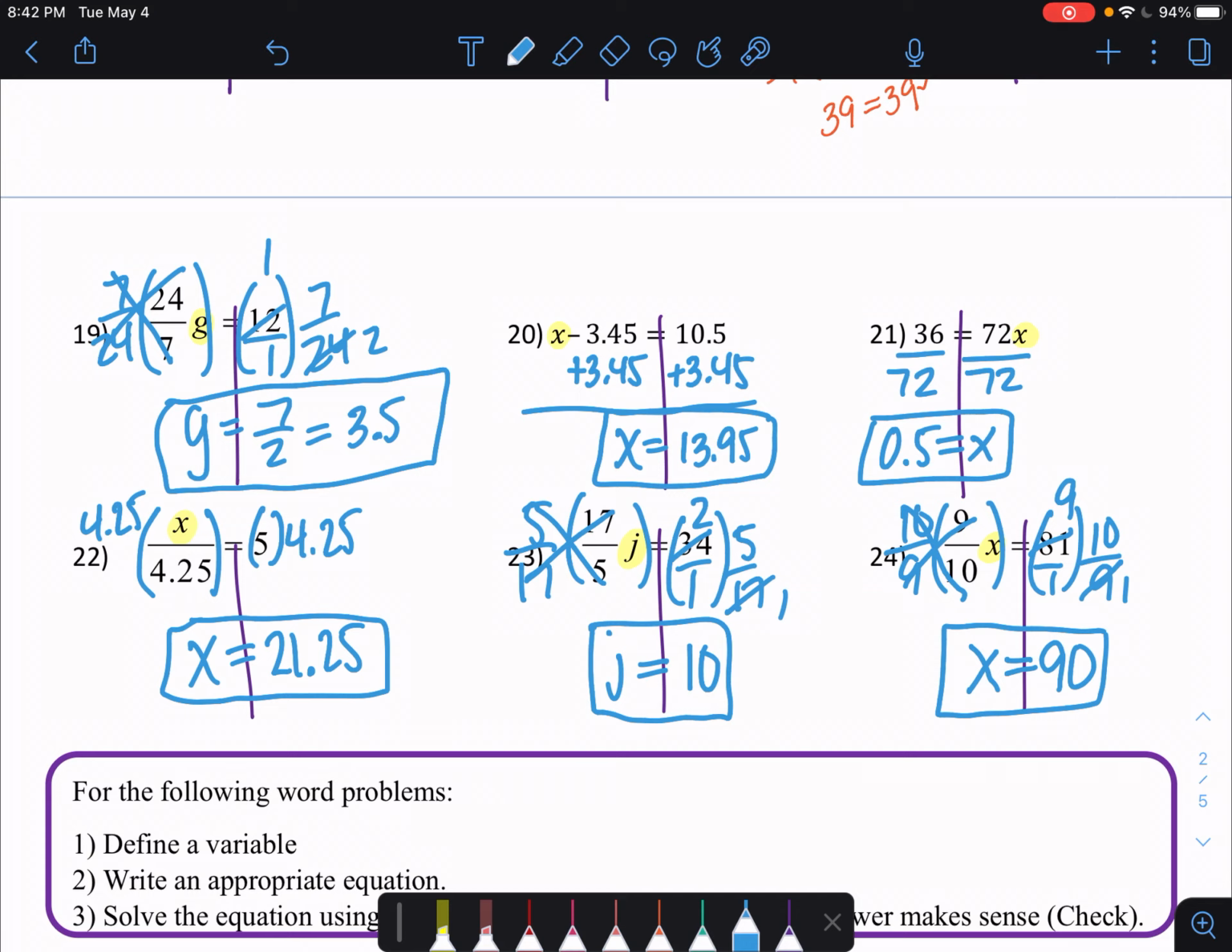Okay, this is the end of the equations portion of the practice test. In the next video, I will be doing the word problems and the inequalities.